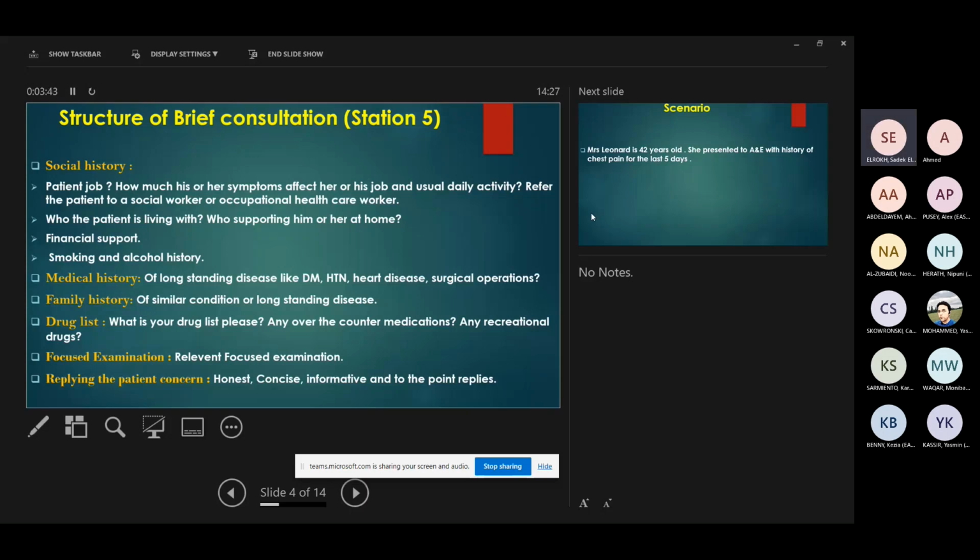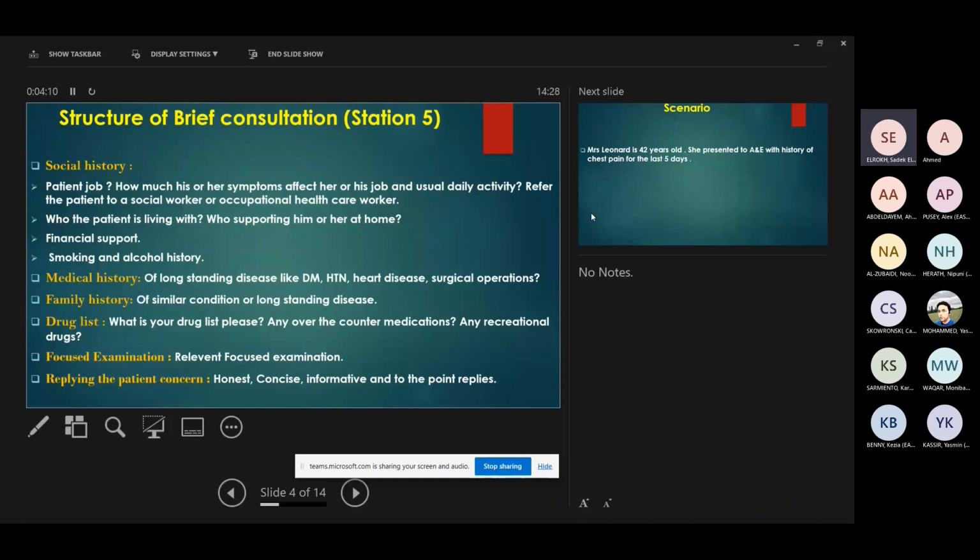In station 5, you have to ask about social history, and we have 4 questions on social history: what the patient is doing for a living, how much his symptoms affect his job and usual daily activities, and with whom the patient is living at home, who is supporting the patient at home, and if the patient is financially supported, if the patient is smoking or drinking alcohol. These 4 questions are fixed for all the cases.